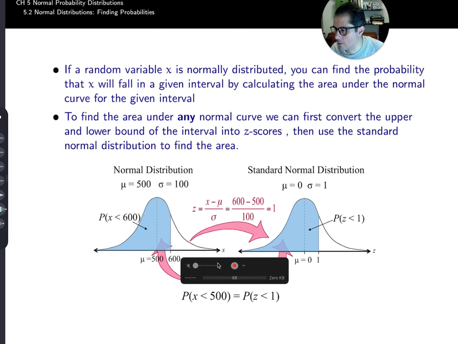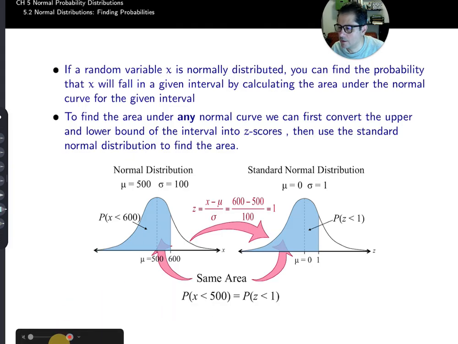Oops, sorry, that's not what I wanted. I want to move this to the side. There you go.